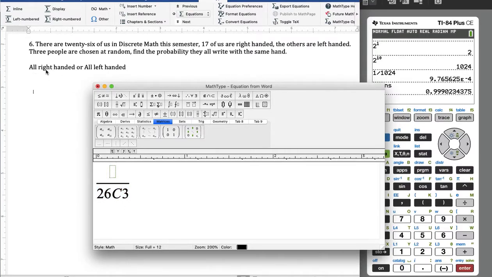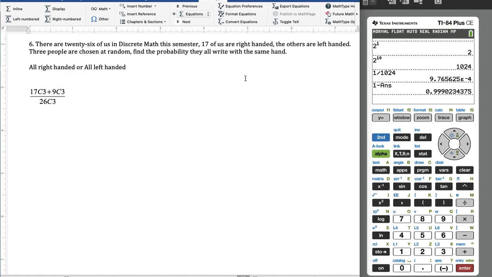Now what do we want? All are right-handed, so there's 17 right-handers. We want any three of them. So there's 17 right-handers, and we choose three of them. "Or" tells us we're going to be adding. We want all left-handers. Well, there's nine of them. We want any three of them. So we've got 17C3 plus 9C3 over 26C3. You can pop that in the calculator to get a decimal or a percentage if you want to compare it, but I'm just going to leave it like that. There we go. Let me know if you've got any questions.